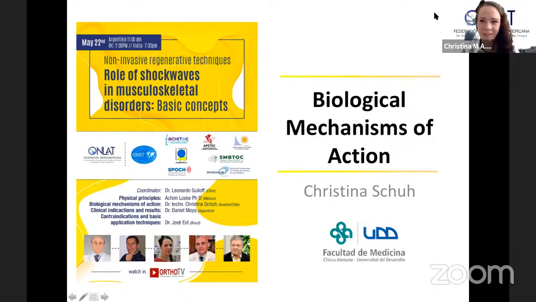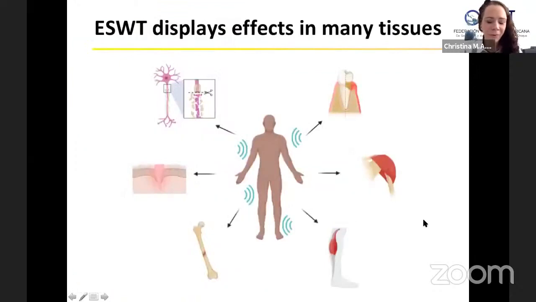I'm going to talk today about the biological mechanisms of action behind shockwave treatment. So you've probably Googled a bit before about extracorporeal shockwave treatment and what the effects are, what we can see, what it is used for in the clinics.